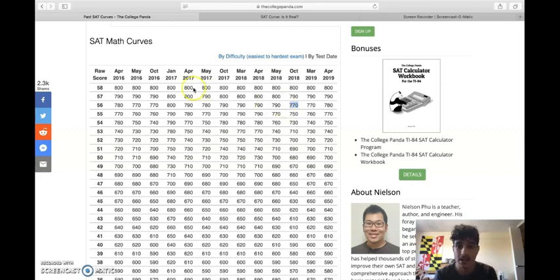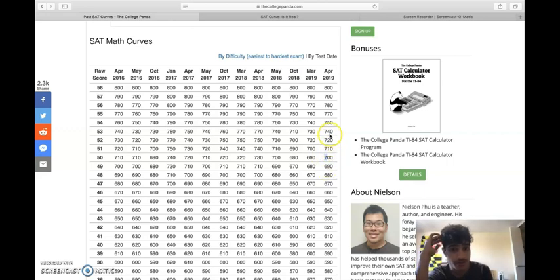If you compare that to January 2017, two wrong in January 2017 was still 800. By October, it was a 770. And the same for March 2019, which is one of the more recent exams. And you see, the curve has been kind of rough in the past couple of years. Like, you can see over here, 53 was a 770 in April 2019, which is the last recorded SAT math curve slash test date on College Panda. A 53, which is 5 wrong, was a 740. If you got 8 wrong, you got a 700, and so on.